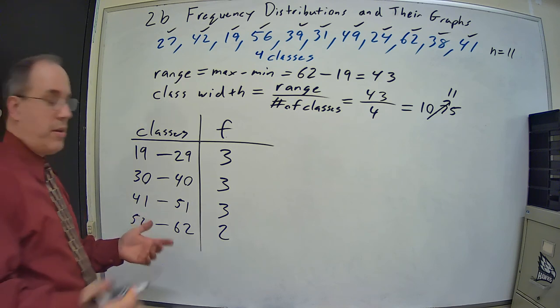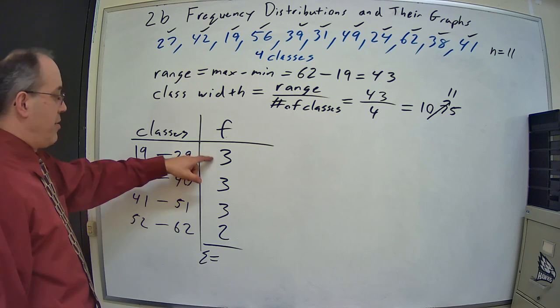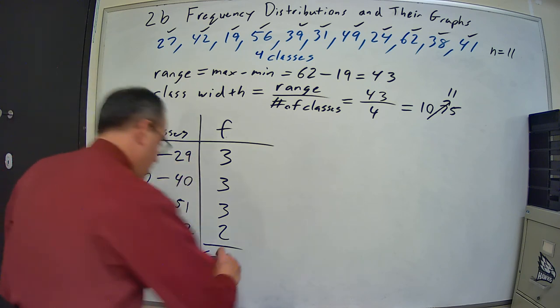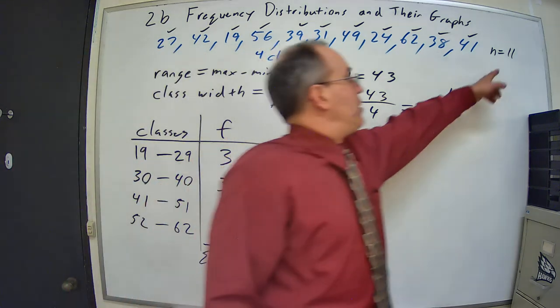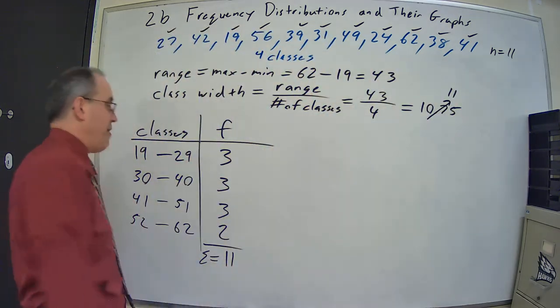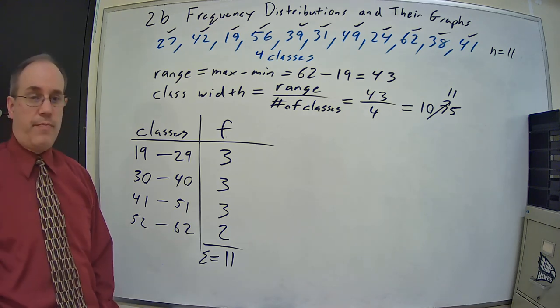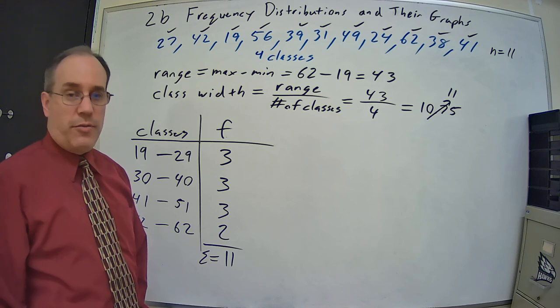Now remember, you should always do that sanity check. Add up your frequency column, 3, 6, 9, 11, and make sure that that value is equal to the sample size. I started with 11 data values. I have 11 in my frequency distribution. So that right there, that's our frequency distribution.